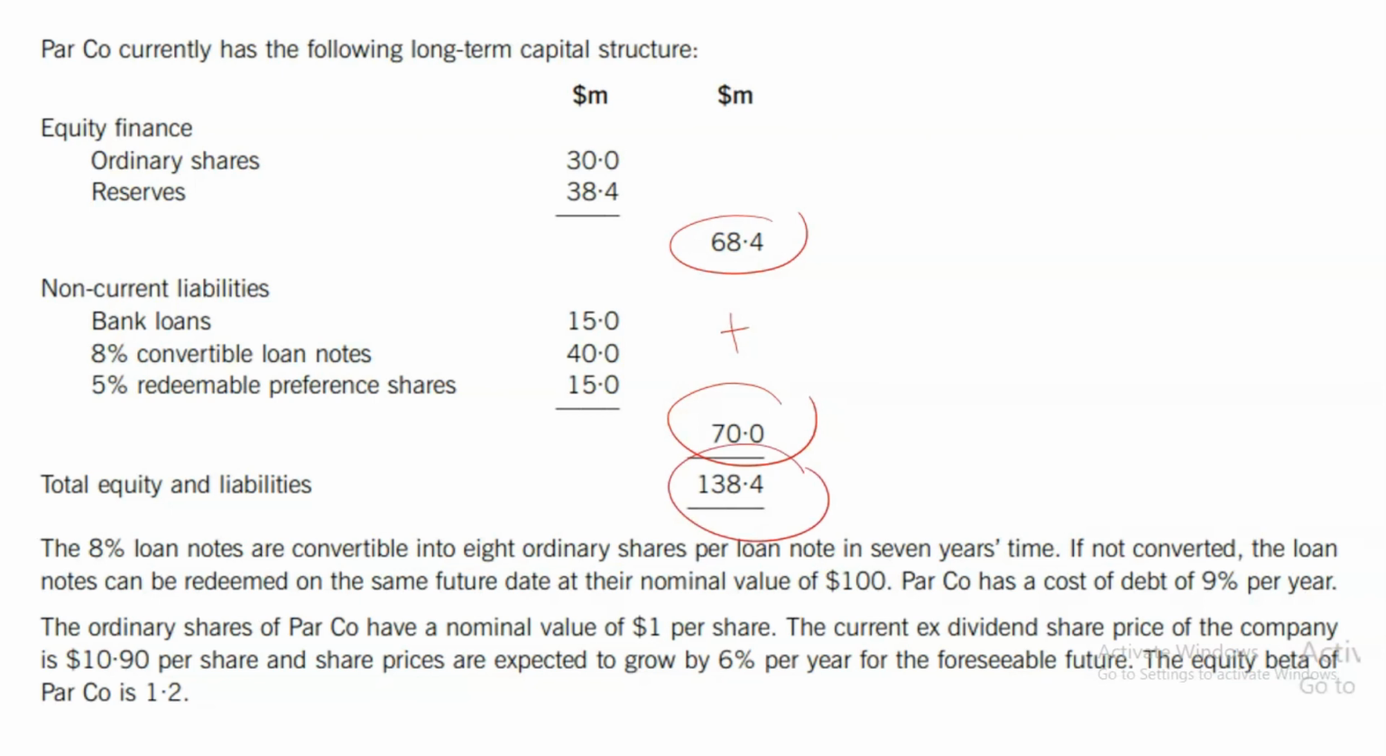Now, additional information. The 8% loan notes are convertible into 8 ordinary shares per loan note in 7 years' time. If not converted, the loan notes can be redeemed on the same future date at the nominal value of $100. PACO has a cost of debt of 9% per year. The ordinary shares of PACO have a nominal value of $1 per share. The current ex-dividend share price of the company is $10.9 per share, and share price is expected to grow by 6% per year for the foreseeable future. The equity beta of PACO is 1.2. Now, this is the information we have been given.